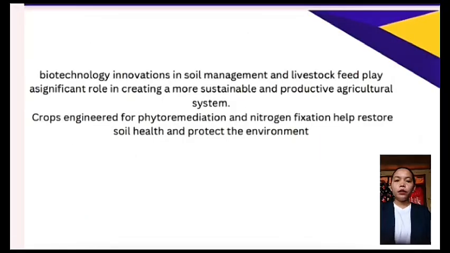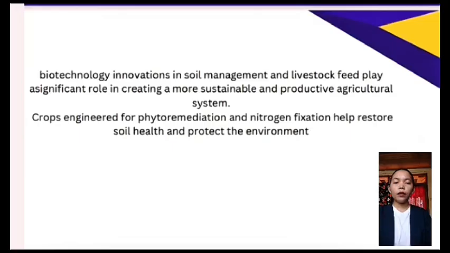Biotechnology innovation in soil management and livestock feed plays a significant role in creating a more sustainable and productive agricultural system. Crops engineered for phytoremediation and nitrogen fixation help restore soil health and protect the environment. The benefits of soil management include microbial inoculants. Beneficial microorganisms like rhizobacteria and mycorrhizal fungi are used to improve soil health and increase nutrient uptake.